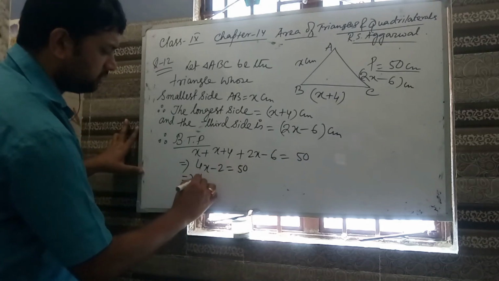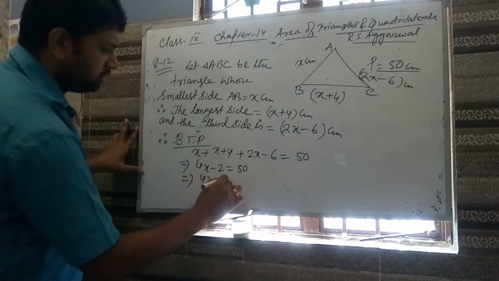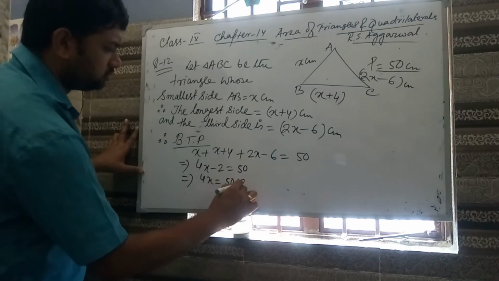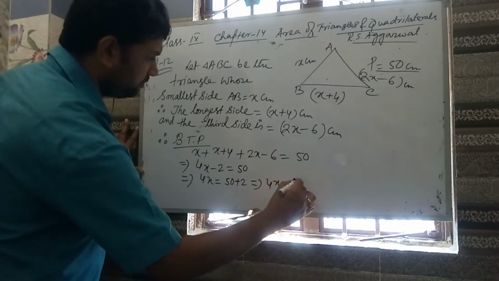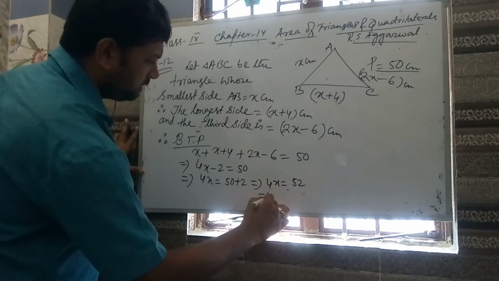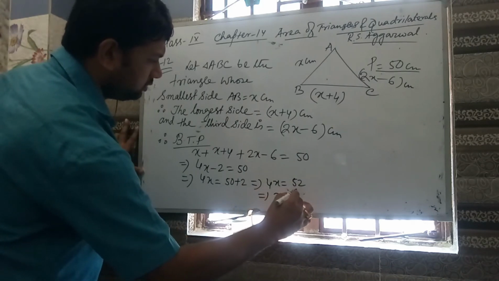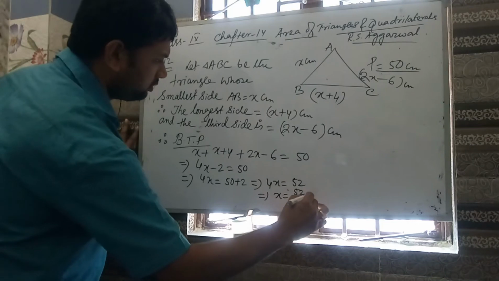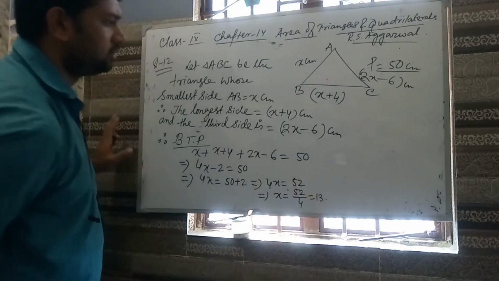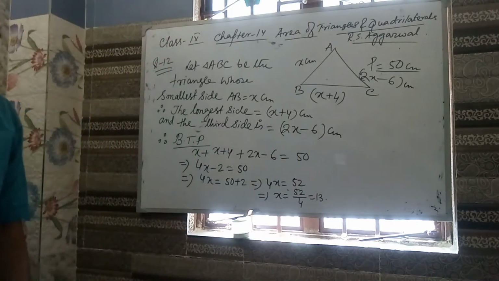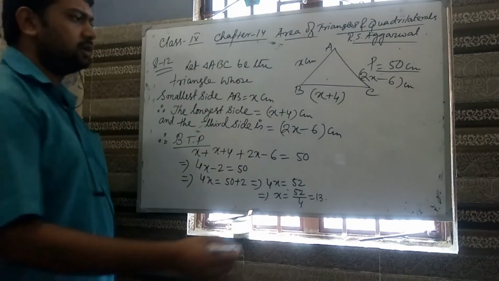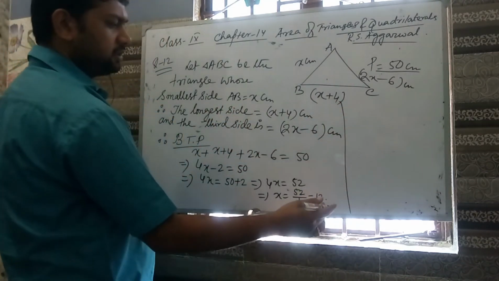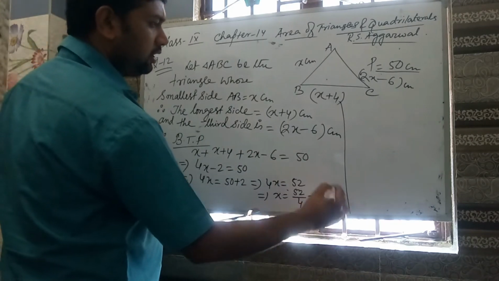That implies 4x equal to 50 plus 2. That implies 4x equal to 52. That implies x equal to 52 by 4, that is 13. So now you've got the smallest side, x is 13. So what will be the sides of the triangle? After this step, I am writing here.